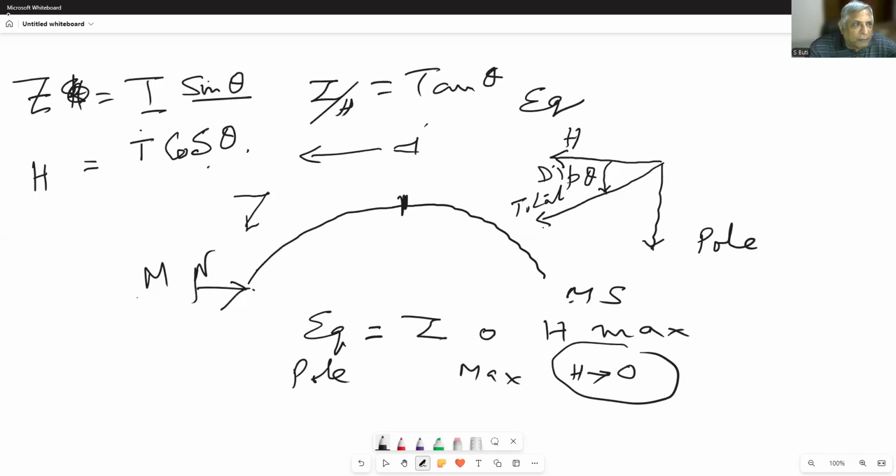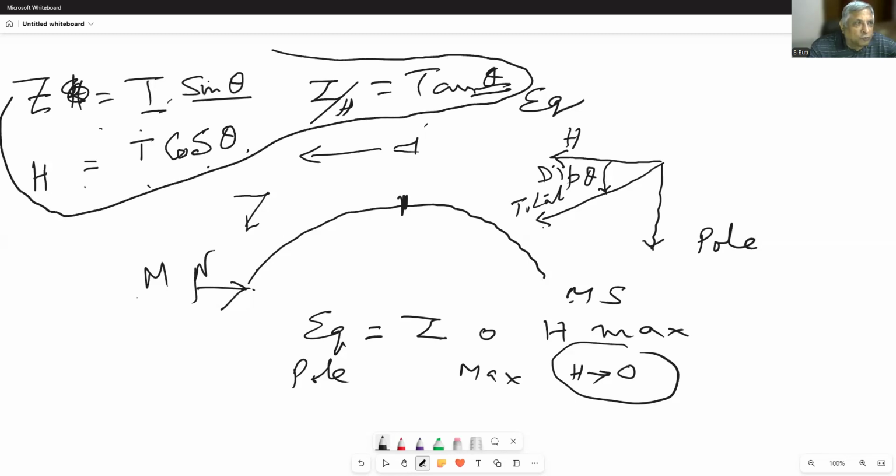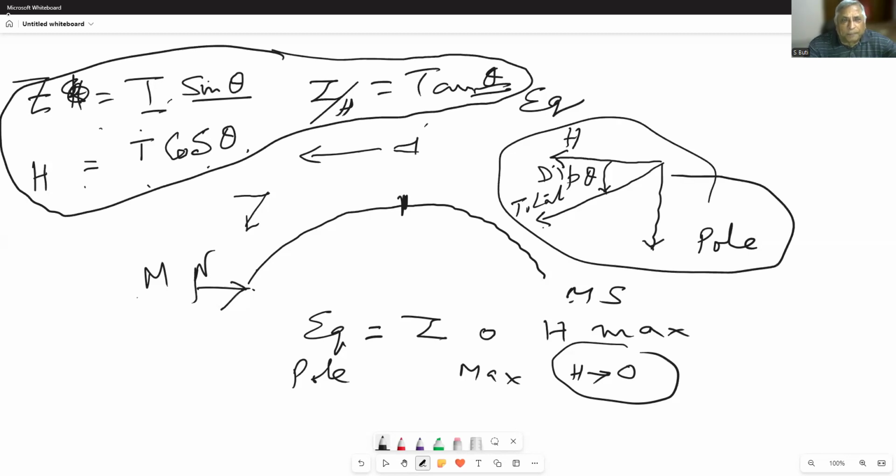So there are four variables: Z, T, H, and the angle of dip theta. Out of these four variables, if two are given to you, then you can calculate the third, and from the third, you can solve the fourth. These are the four possible numericals out of this concept of the angle of dip.